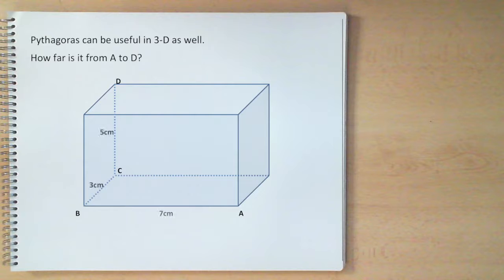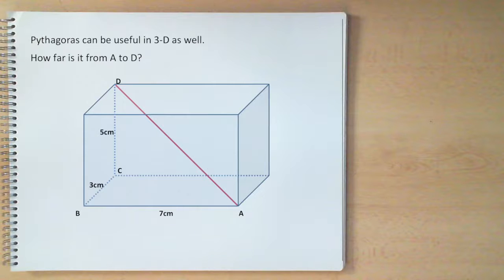Here's a cuboid. We want to know how far it is from one corner to the other, from A to D, i.e. across that red line there. We're given some information about the lengths of the sides and the height of that cube, but we need to find a diagonal distance. As soon as you're asked to find a diagonal distance, you should start thinking about Pythagoras.